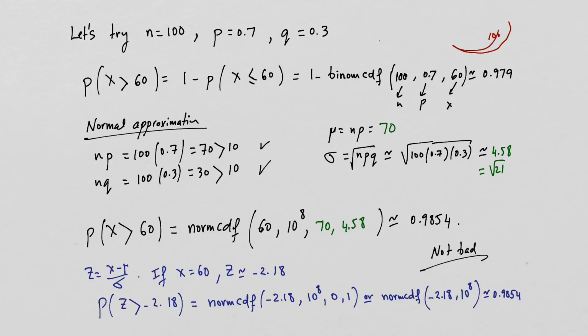Now, I am going to go back to the z-score for fun. What if I decide, this is normal, right? What if I decide to standardize this number, 60?